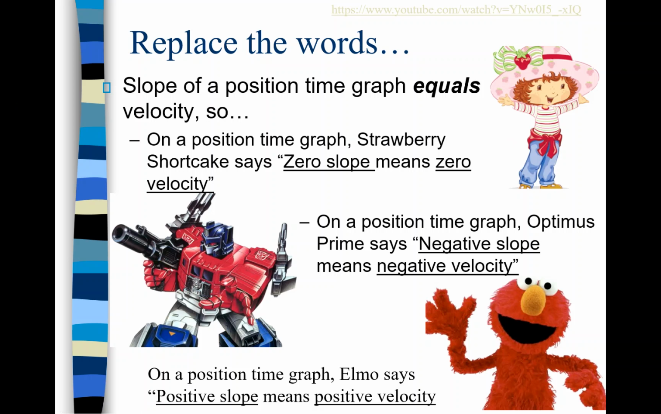On a position time graph, this relates to how we would draw the velocity graph, because remember our learning target was: I can read, interpret, and create a position versus time graph. And then how we go from a position versus time graph to a velocity versus time graph. Yeah, physics.